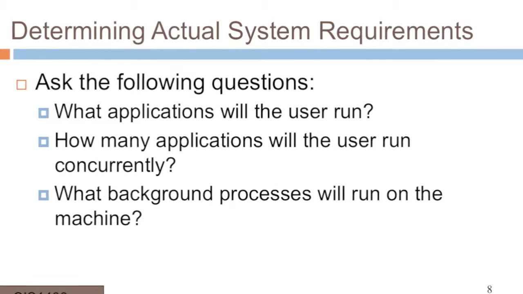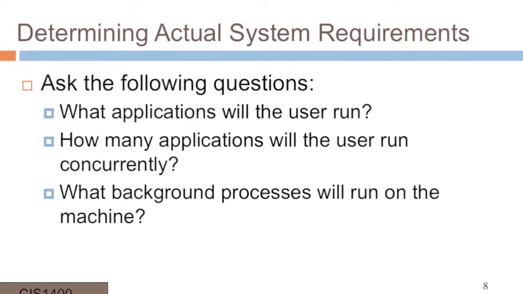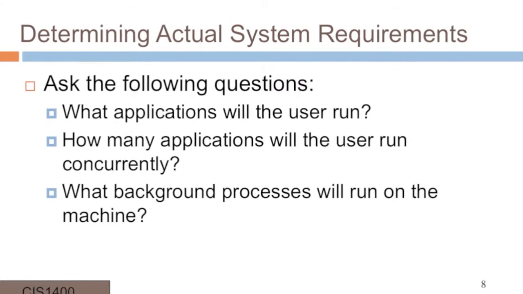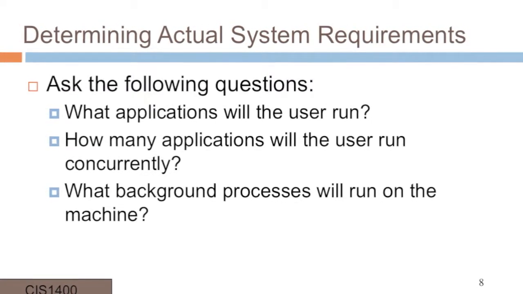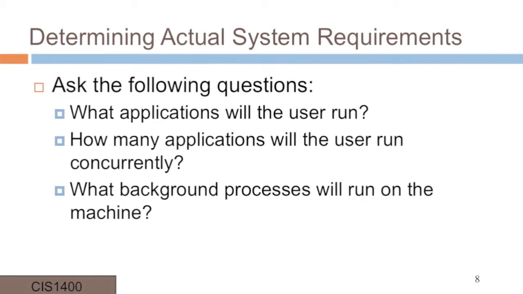When you're determining your actual system requirements, you want to ask yourself the following questions. What applications will the user run? How many applications will the user run concurrently? And what background processes will run on the machine? Your answers to these questions will help you determine the ultimate hardware requirements.